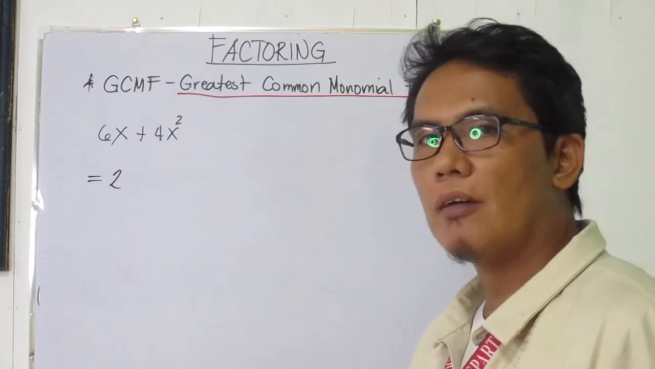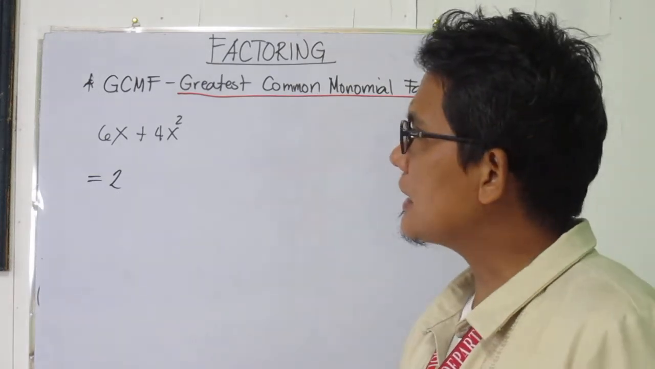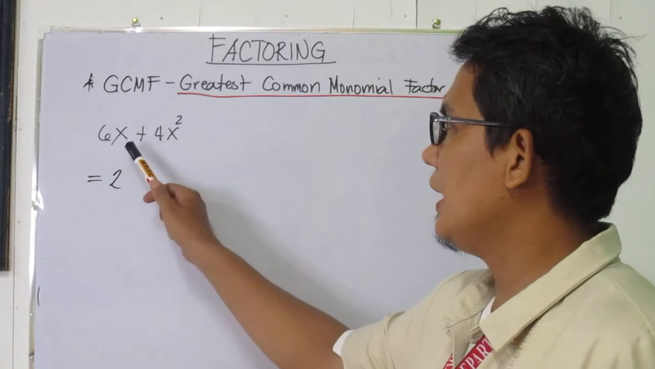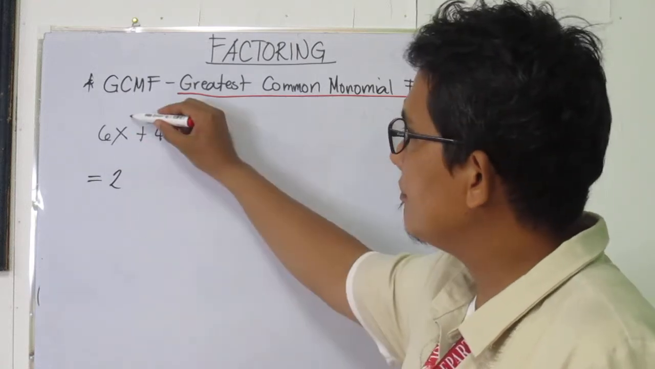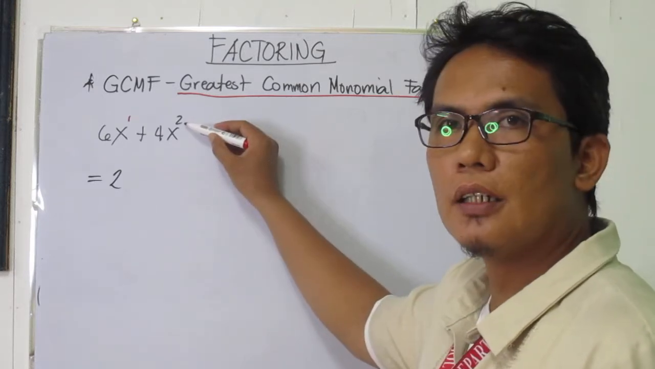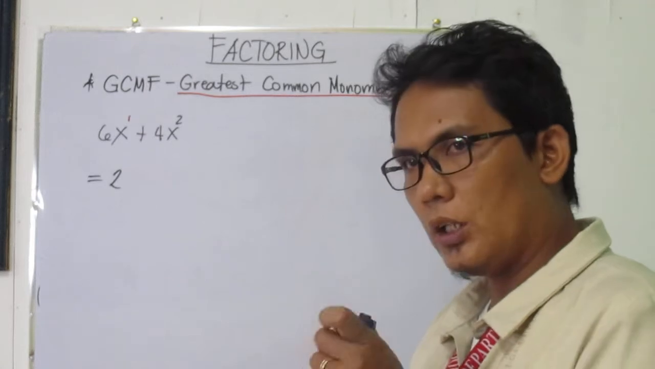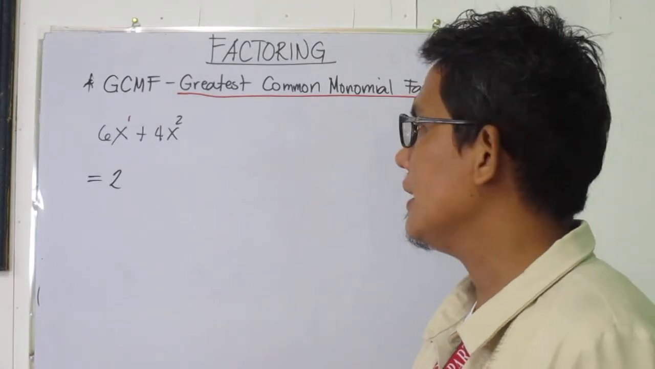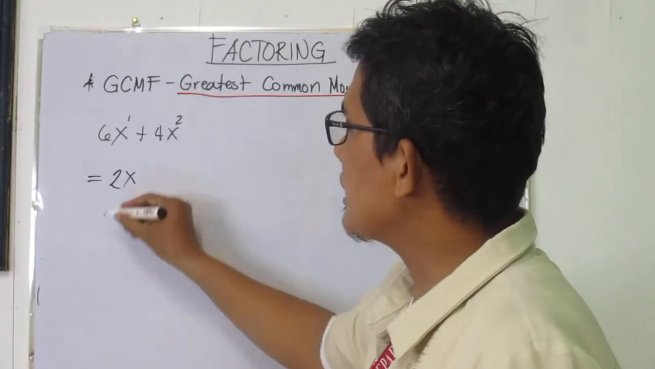In this case, we have a variable x. The question is, what is the smallest exponent of the two x's? We have x, which has an exponent of 1, and we have another x, which has an exponent of 2. So as I have said, we're going to select the variable that has the lowest exponent. And that variable is x having an exponent of 1.